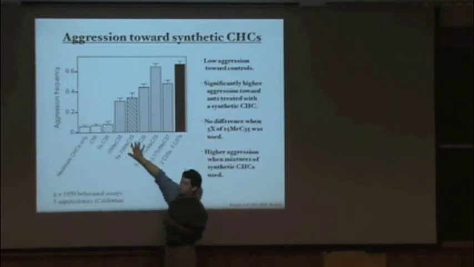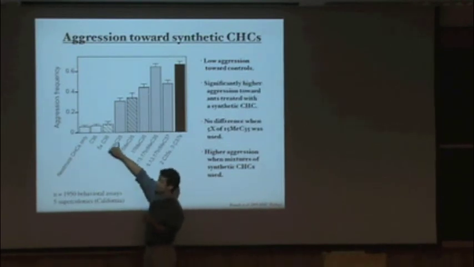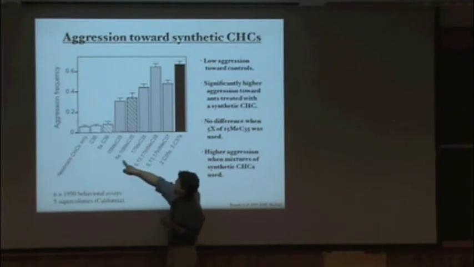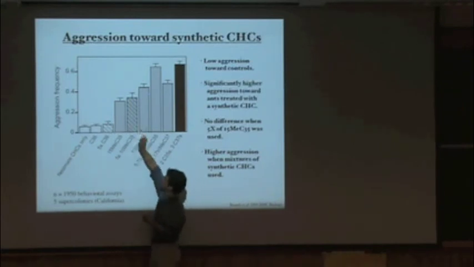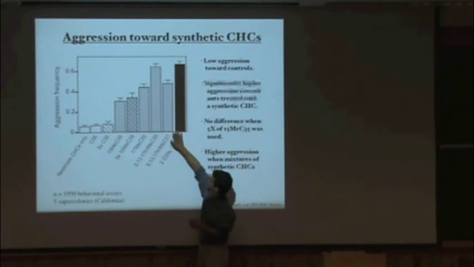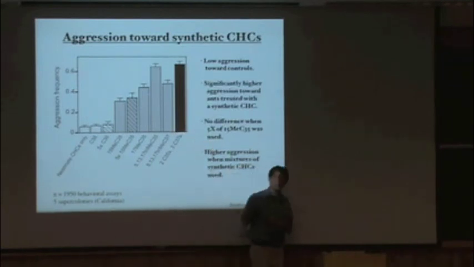But then, as soon as you start adding these synthetic hydrocarbons to their exoskeleton, you start seeing them get attacked by nestmates. Here's a 15-methyl-C35. This is a hydrocarbon that's 35 carbons long, with a methyl group on the 15 carbon. You put it on the Argentine ants, they get attacked by their nestmates. If you use 5 times the concentration, you see a little bit of an increase. Here's a 17-methyl-C35, you see the same thing. Here's a trimethyl, you see the same thing. Another trimethyl, you see the same thing. And if you mix all 5 of these together, you see very high levels of aggression.